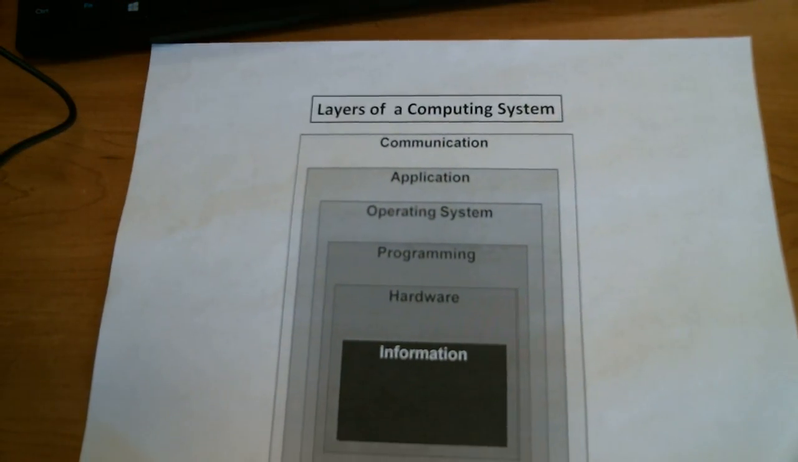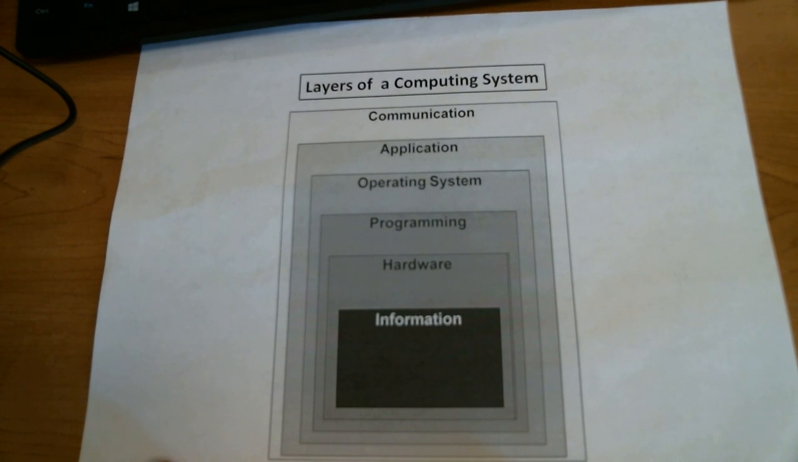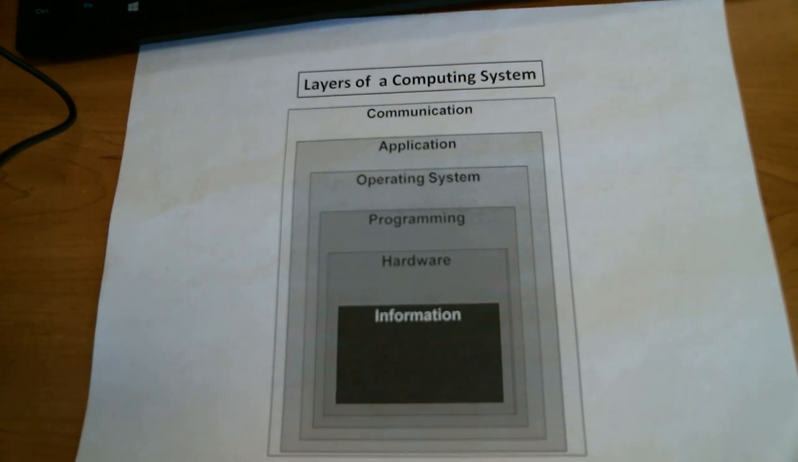All right. So, first things first, layers of a computing system. This is kind of how we're going to progress through the course. Computers are like onions or ogres or parfaits. They have layers. And you can't really talk about all the layers at once. There's too much going on. It's overwhelming. So what we're going to do is focus on one layer at a time.